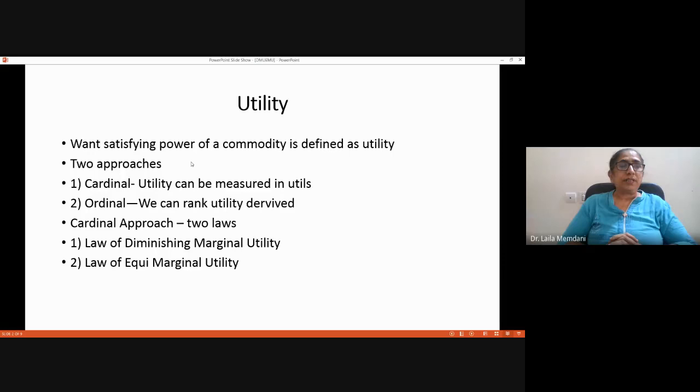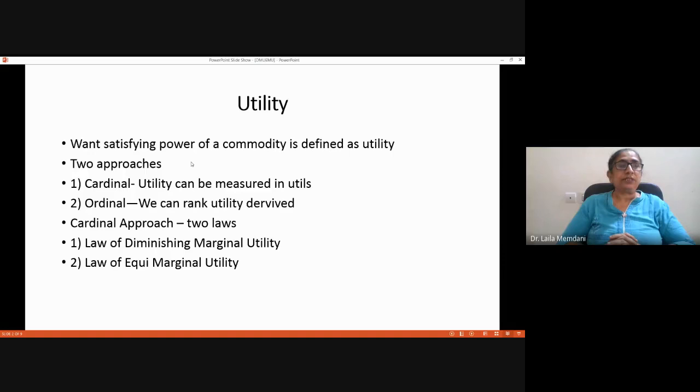There are two approaches in the utility analysis. One is cardinal approach and another is ordinal approach. The cardinal approach assumes that utility can be measured, and the unit for measuring utility is utils. So economists say that we can measure utility. If you consume a cup of tea or cup of coffee, you can say that you got 50 utils of utility or 50 units of utility or any other number. That is, you can assign numbers to utility.